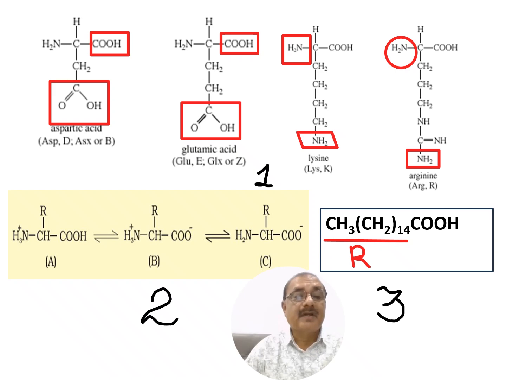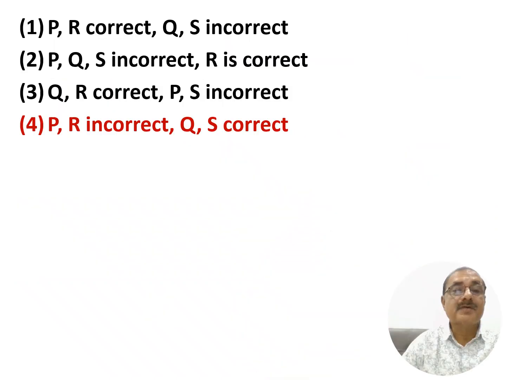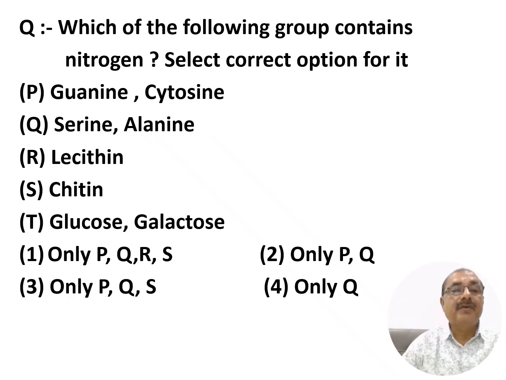In the second figure, that is the zwitterionic form, so the type does not change. Third, palmitic acid: the total number of carbons is 16, but as the R group there are 15 carbons. So the answer is 4. Let us see one more question.